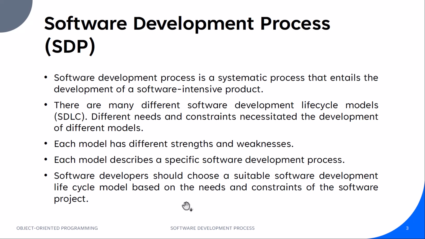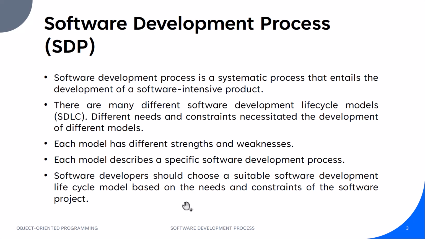Of course, the software development process is a comprehensive topic, and therefore you need additional courses to understand the details of how to develop software, and we have courses for that. Now, the software development process is a systematic process that entails the development of a software-intensive product. Why are we calling it a software-intensive product? Because today, even though most systems include software, they also include hardware. And to develop software systems, we also have to learn about hardware and some other engineering disciplines.